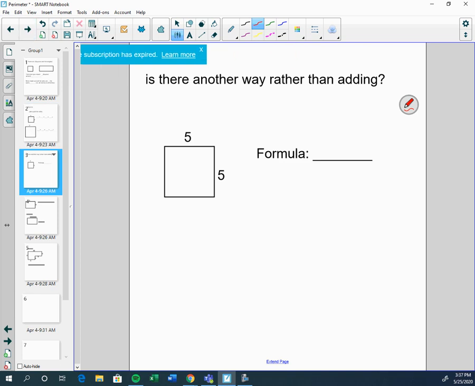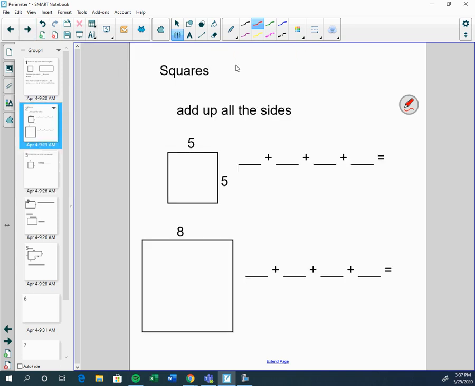Okay, so here is, oh, I think I skipped one page there. For squares, it's pretty straightforward. Squares, the sides are all the same. So this is just going to be 5 plus 5 plus 5 plus 5, which of course is 20. This one would be 8 plus 8 plus 8 plus 8, which of course is 32.